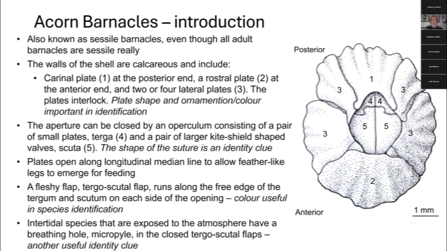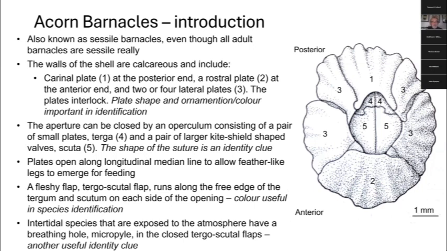Anyway, you also have a rostral plate, plate number 2, at the anterior end, and then you also have either 2 or 4 lateral plates to either side. Those plates are interlocked in a cunning and secure way. But I should note at this point that the plate shape and also their ornamentation and color, the degree to which they're decorated, whether they've got ribs or teeth on them, that kind of thing, provide quite an important clue to identification.